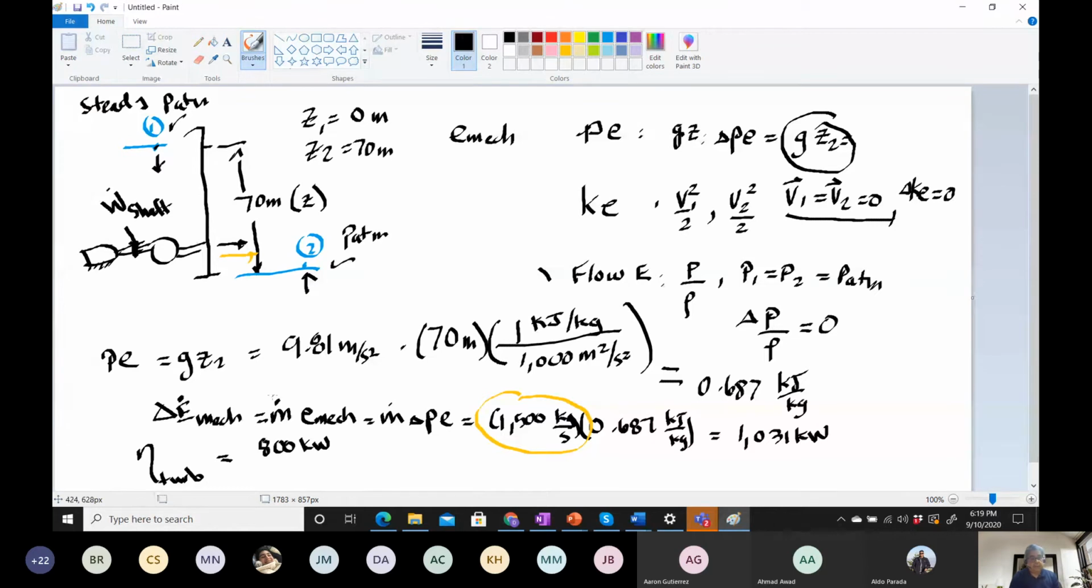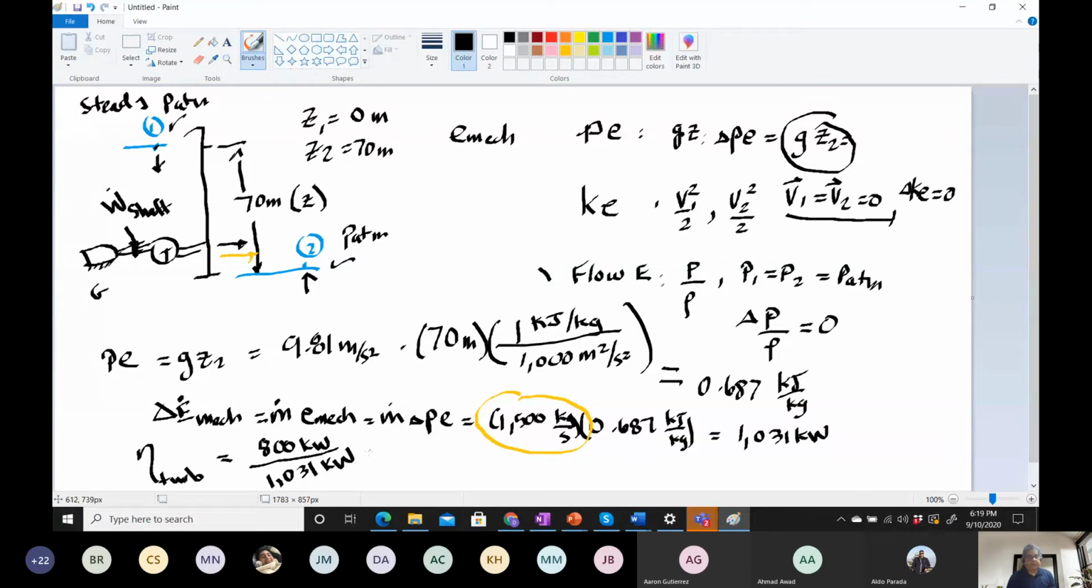Right. So that's what this turbine is delivering to the generator. So this is the turbine, and this is the generator. The turbine is delivering 800 kilowatts to the generator, but we have a total potential here. What's going into the turbine is 1,031 kilowatts. In other words, this is how much.